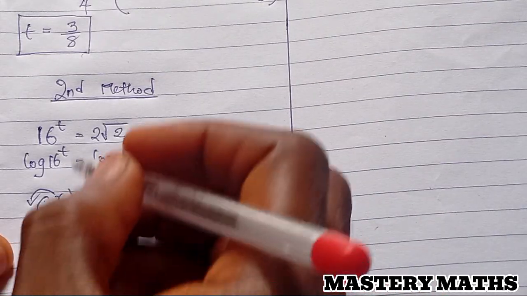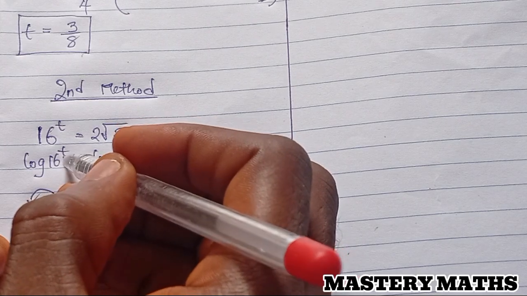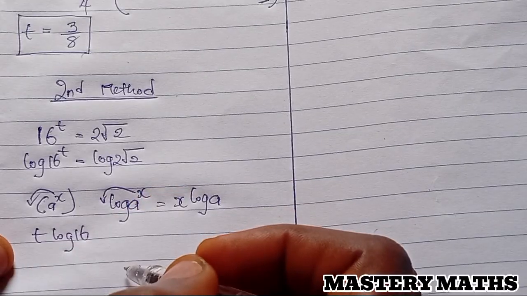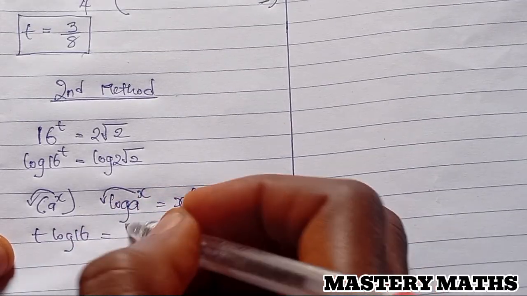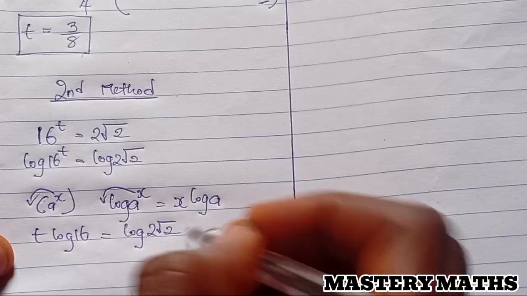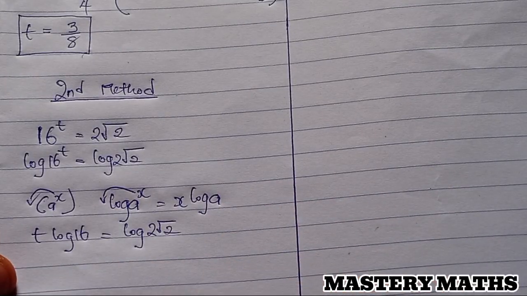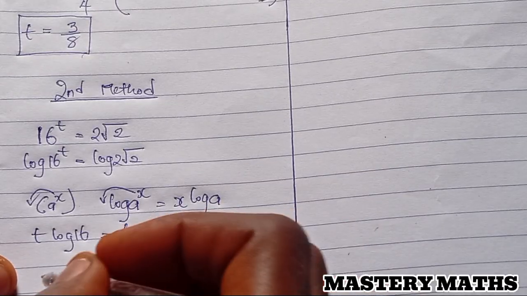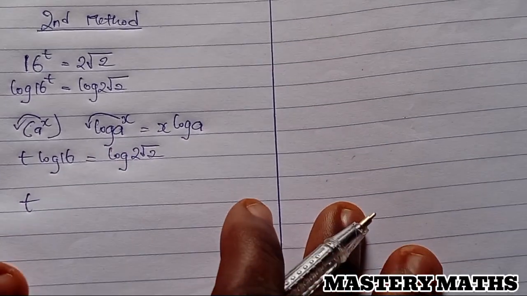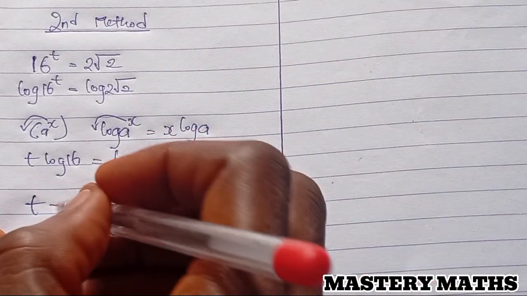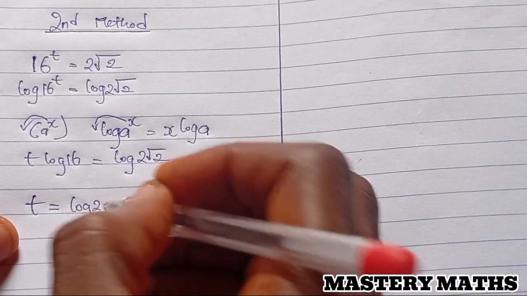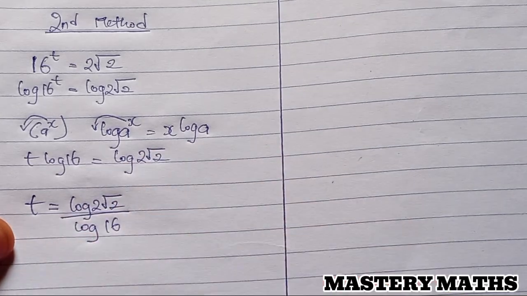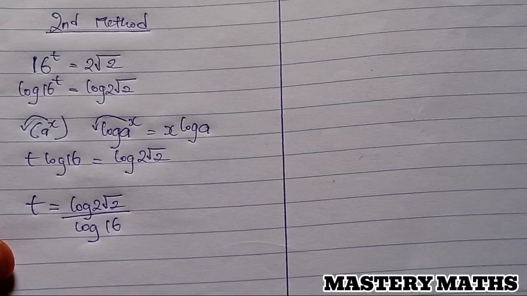Now, coming to this, since you have a power of t on 16, the t comes to the front, which gives us t log 16, equal to log 2 root 2. So now what should we do? We'll divide both sides by log 16 because we are looking for t. So it will be t equal to log 2 root 2 over log 16. The same one we did here.